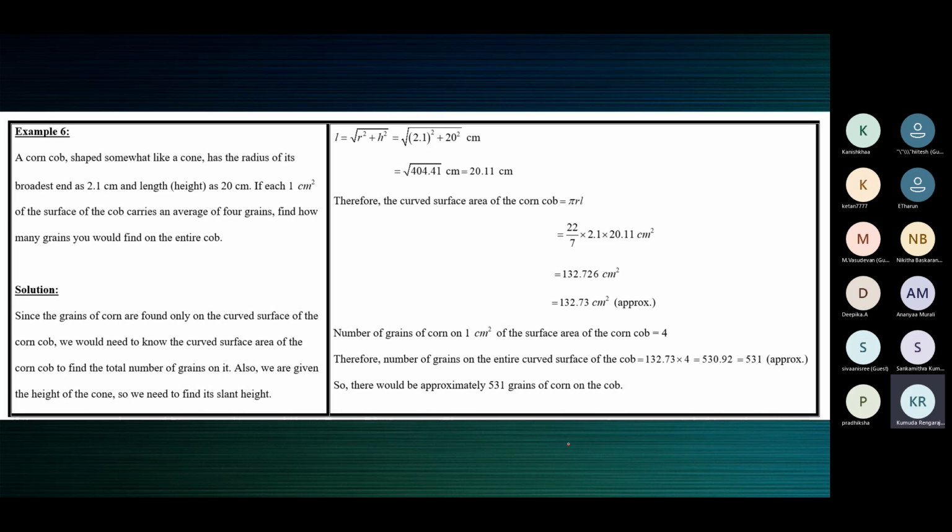1 centimeter square, 4 grains. 132 centimeter square, how many grains? So 132 into 4, which is 531 grains approximately.